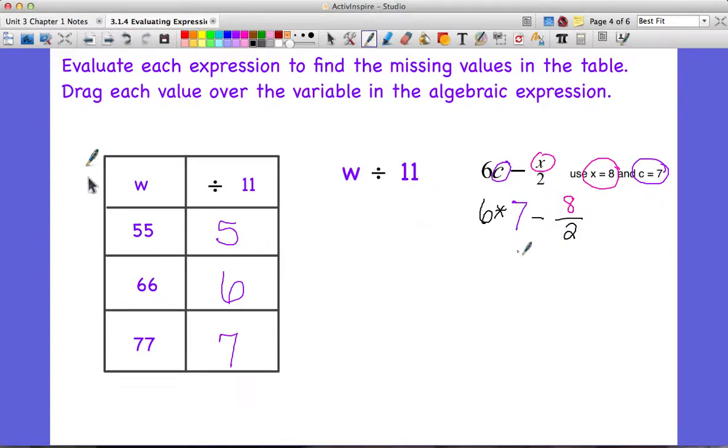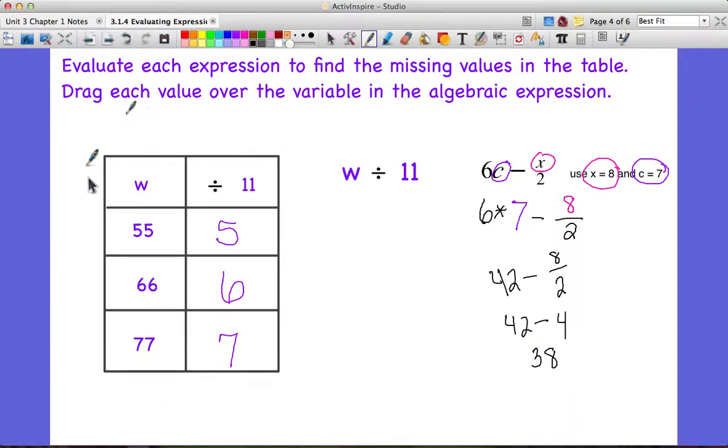First I need to do 6 times 7, because multiplication comes before division in this case, since it's first in order from left to right. So I have 42 minus 8 over 2. Now remember, when we see something like this, it's not saying that it's a fraction, because fractions are actually division problems. It's saying do the division. So we have 8 divided by 2, which gives us 4. So we have 42 minus 4, and then we can find our final answer of 38.